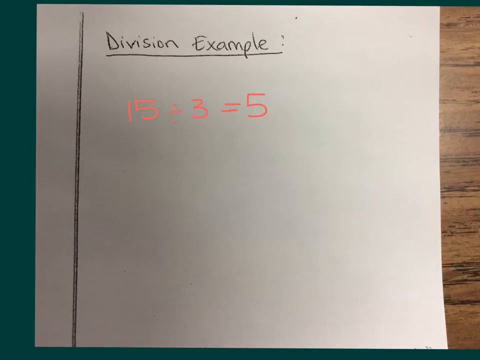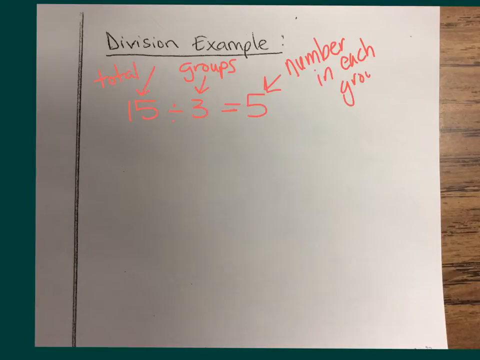My first step is to label some of my numbers. I know 15 is again my total. Division always starts with a total, and I'm going to go ahead and label that 15 total. 3 I'm going to think of as the number of groups. So in this example, there's going to be 3 groups that I have to share my total of 15 objects with. The 5 is my quotient, and it really represents the number in each group. So I'm going to label number in each group. Okay, so I have 15 divided by 3 equals 5.